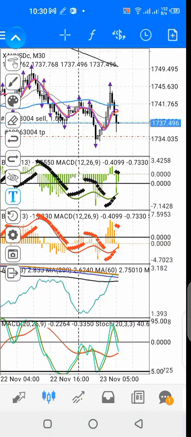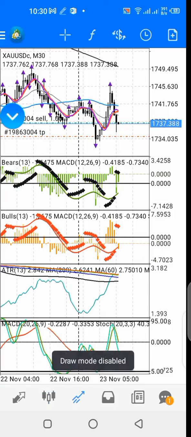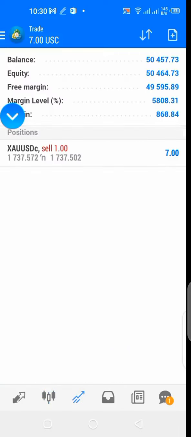So the next thing I'll do is to place a buy stop. In as much as I have a running sell trade, the edge will be a buy stop, and this will be placed at 49 pips above my sell trade.